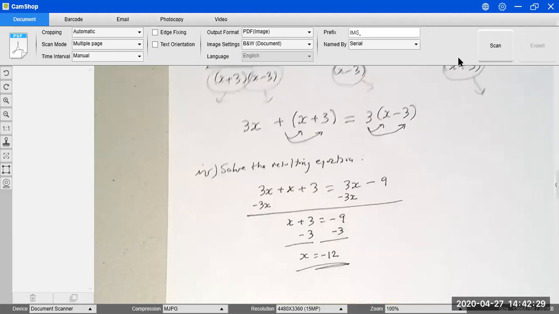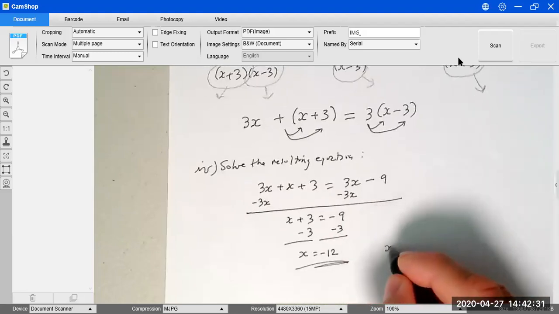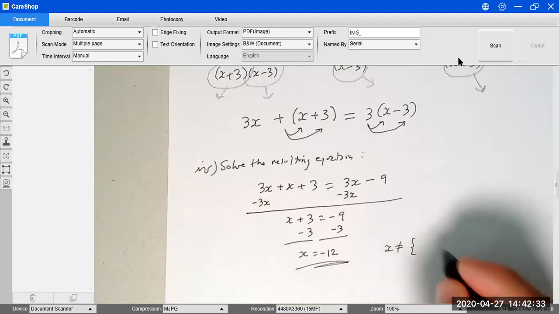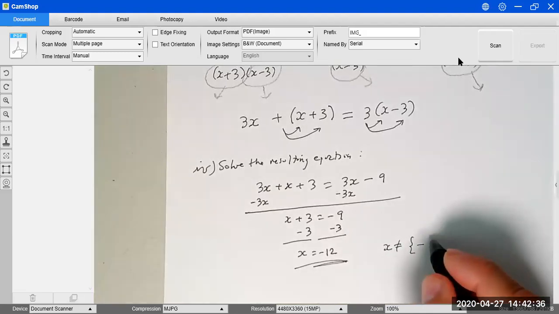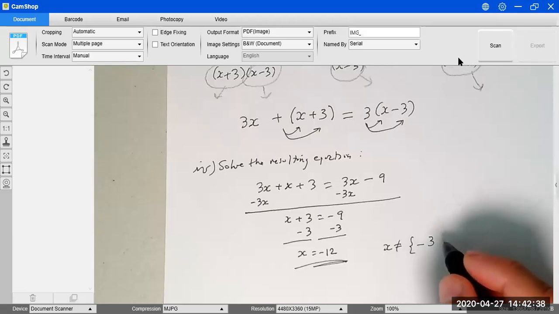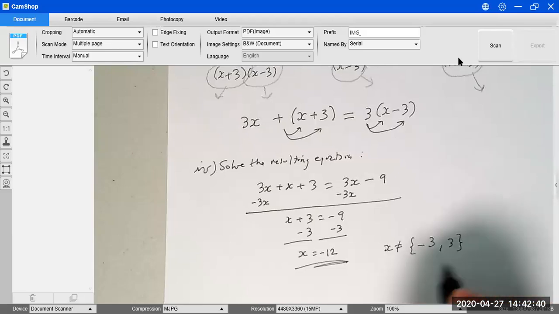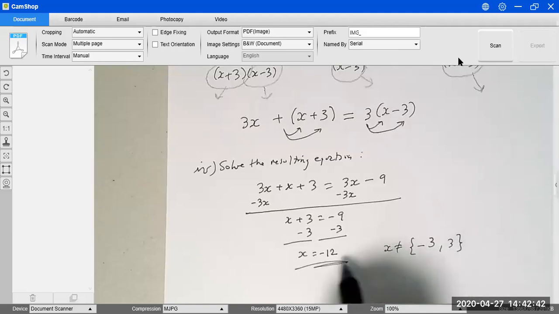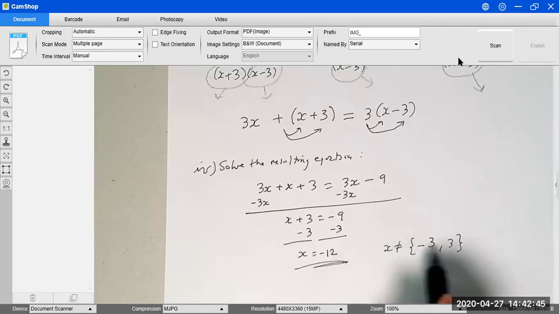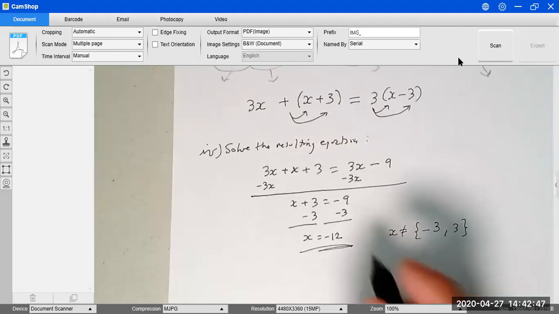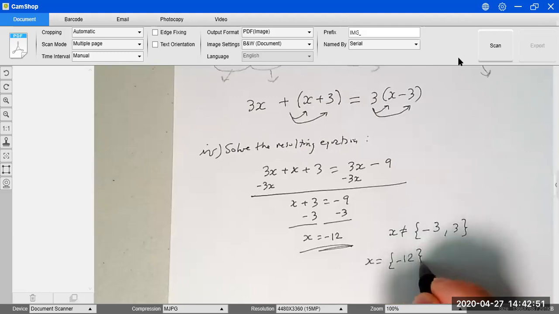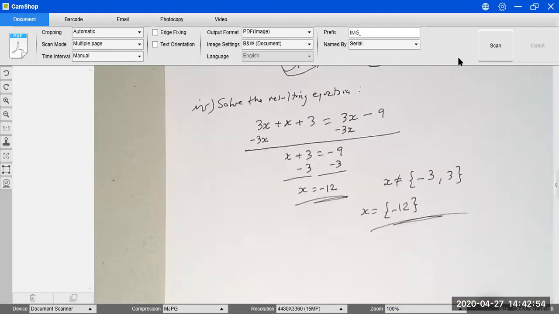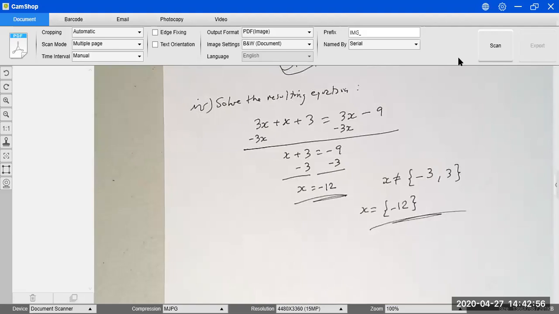So that's the solution. You need to compare this solution with the restrictions. The restrictions are negative 3 and positive 3. So there is no contradiction here. So negative 12 is not any of the restrictions. So the final answer is just x equals negative 12. So that's example 4. So now we're going to work the final problem.